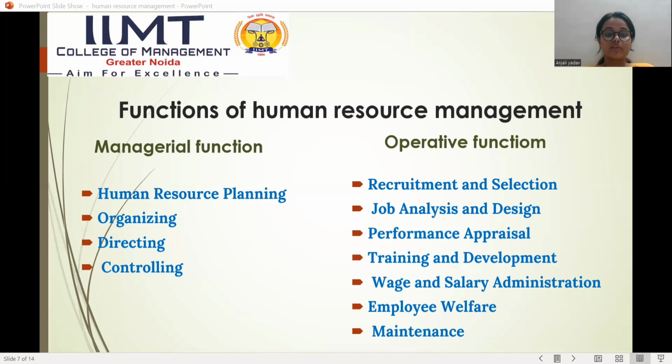Next, employee welfare. This function refers to various services, benefits, and facilities that are provided to employees for their well-being. Next is maintenance. Human resource is considered the most valuable asset for an organization, and employee turnover is not considered good for the organization. So human resource management always tries to keep their best employees with the organization.